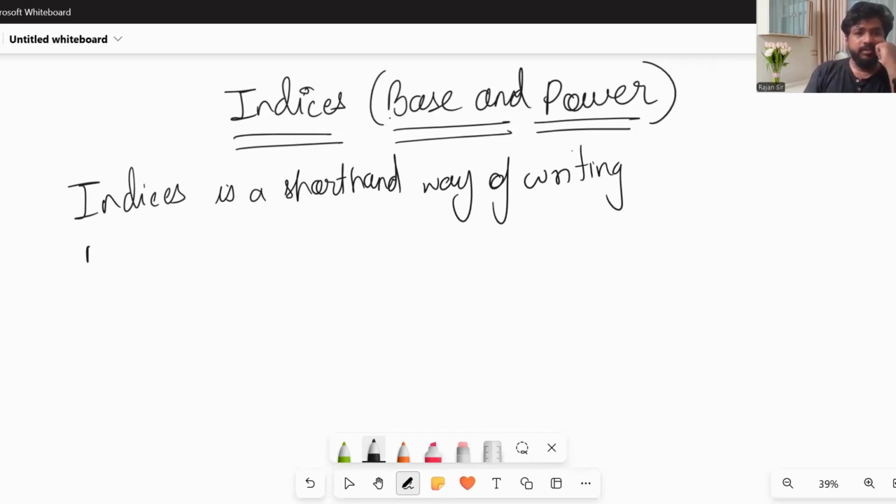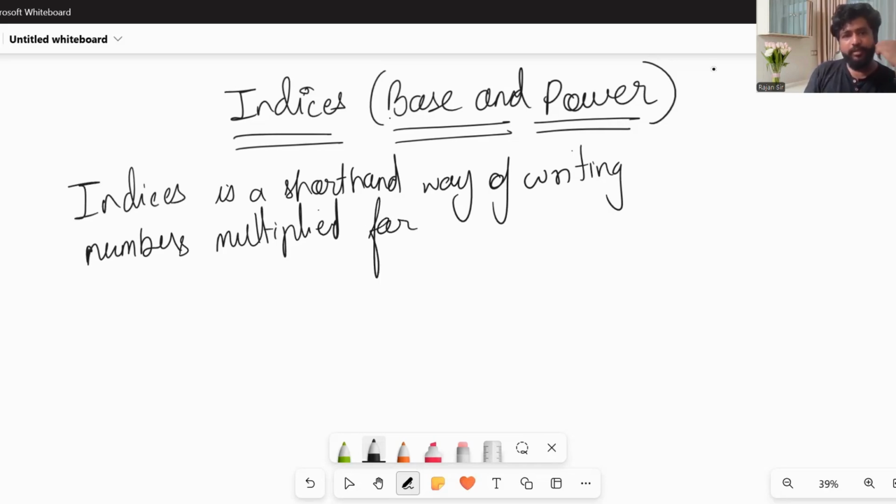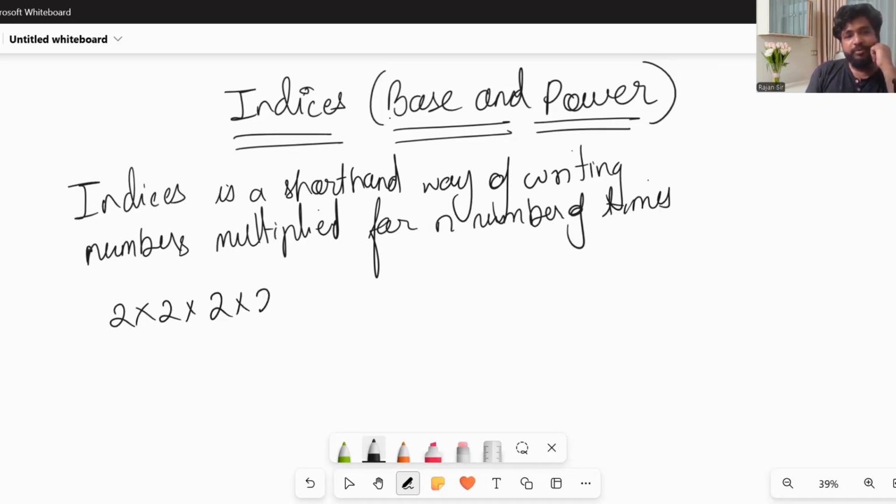Think of a number multiplied for n number of times. For example, if you go for 2 into 2 into 2 into 2 into 2, let's say, we can see that the 2 is multiplied 5 times over here. So we can write this in a shortened way like this, 2 raised to 5.